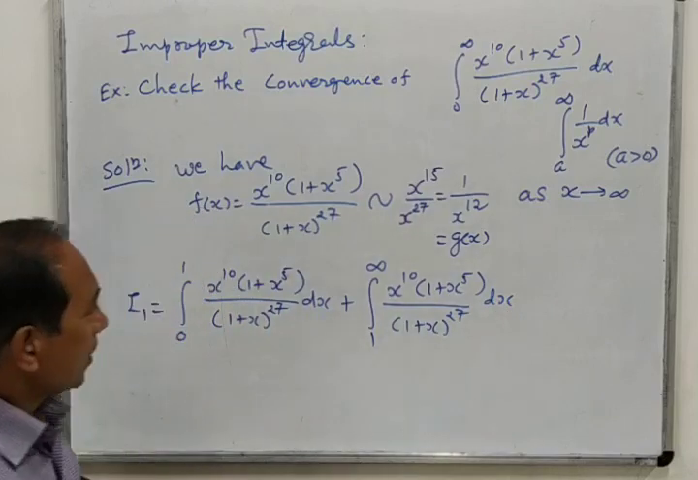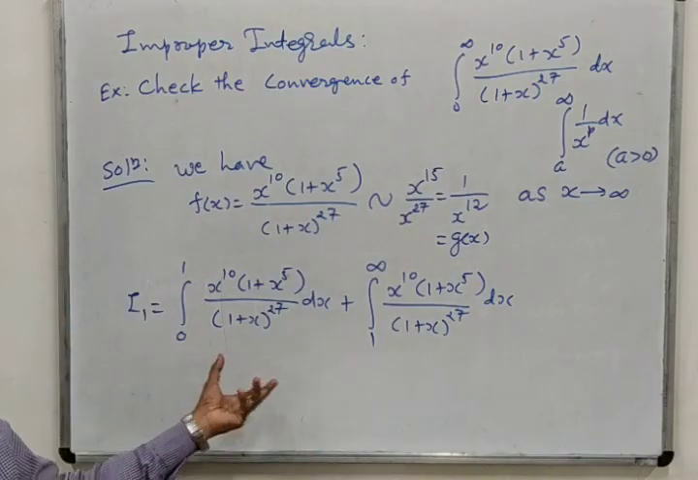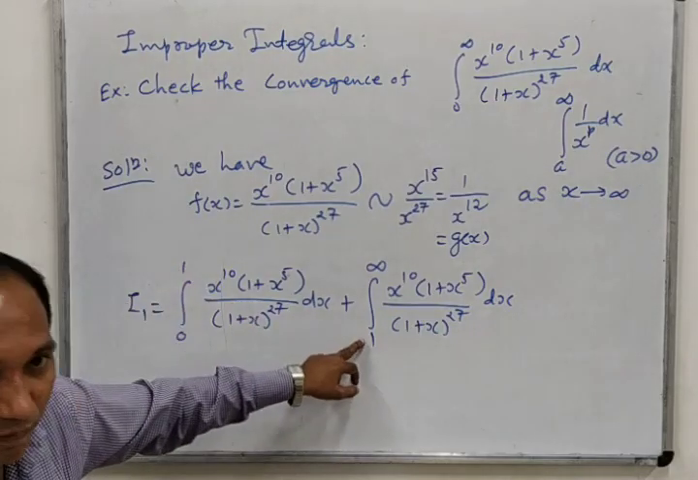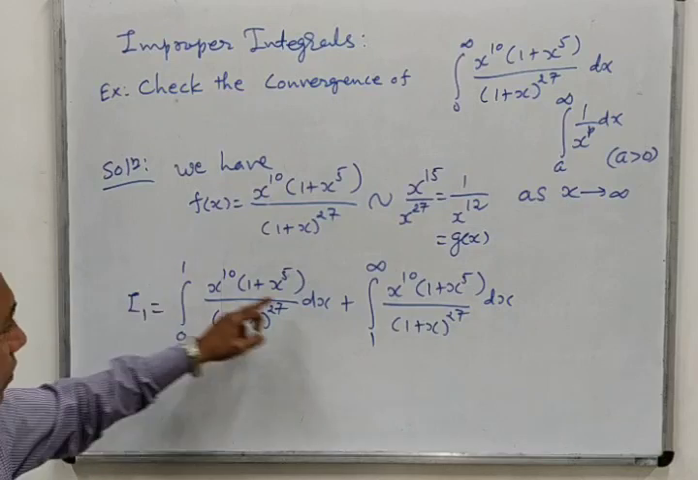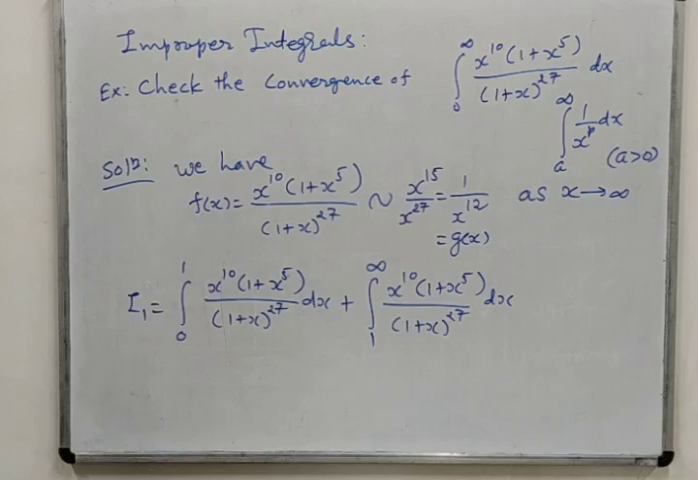Okay? So in the last lecture also we have seen one example of this kind, how to split the integral. Here we have written 0 to 1 and 1 to infinity. You can also write 0 to 2, 2 to infinity, but we will use the simple numbers over here, so that we can understand this very easily.